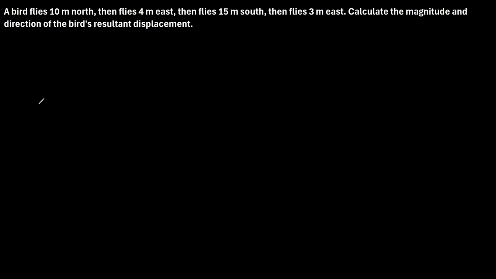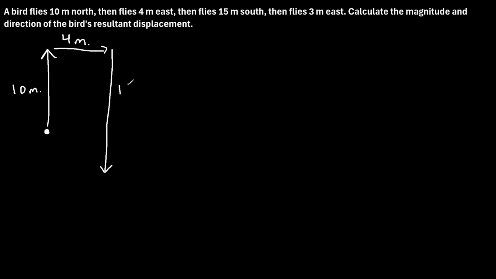So let's go ahead and just sketch out this situation. Let's say this bird starts right here. They fly 10 meters north, and then they fly 4 meters east, so let's say they go this way for 4 meters. Then they fly 15 meters south, so they go 15 meters south. And then lastly, they go 3 meters east, so they go east again. And we'll say that's 3 meters. And we'll say this is the ending point of the bird.